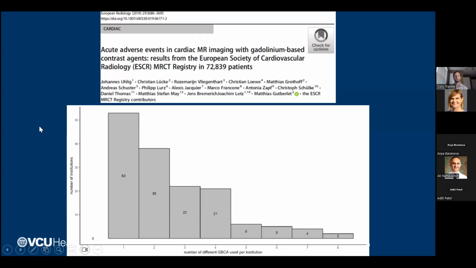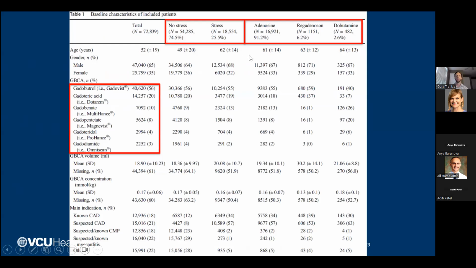Looking at adverse events across a multi-center MR registry, this is data from the European Society of Cardiovascular Radiology. Most institutions use only one agent, but some of them use 2, 3, even more agents at their institution. The actual agents vary, but Gadavist in this case was the most commonly used one.